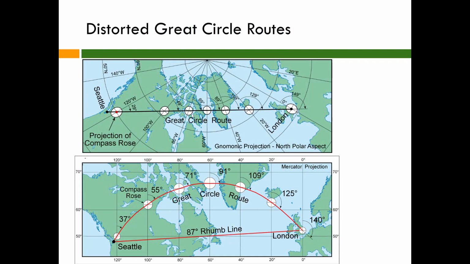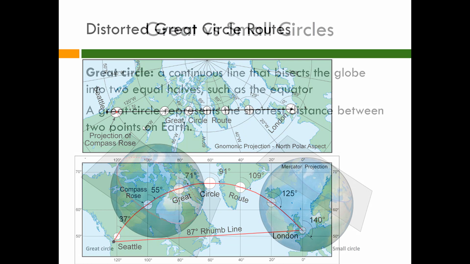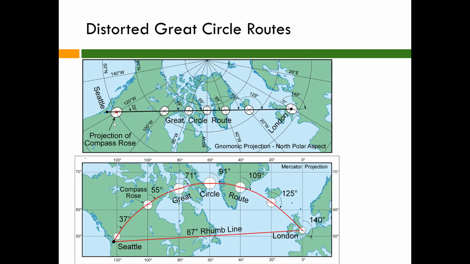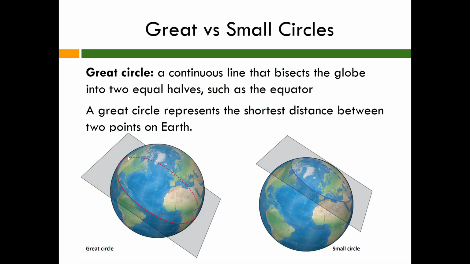So for example, if you want to travel from London to Seattle, actually the straight distance between Seattle and London, let's see that on the globe. Seattle is about here, London is about here. You can see the straight distance actually is beneath the Earth's surface, right? Your airplane cannot fly beneath the Earth's surface.